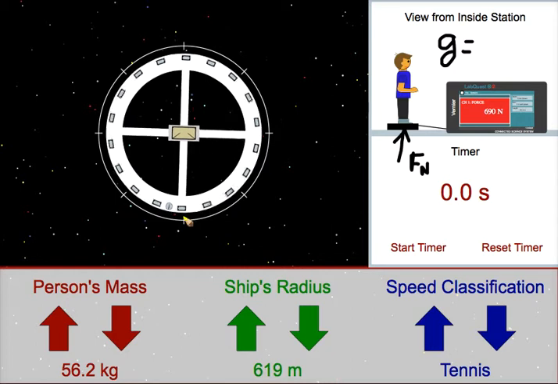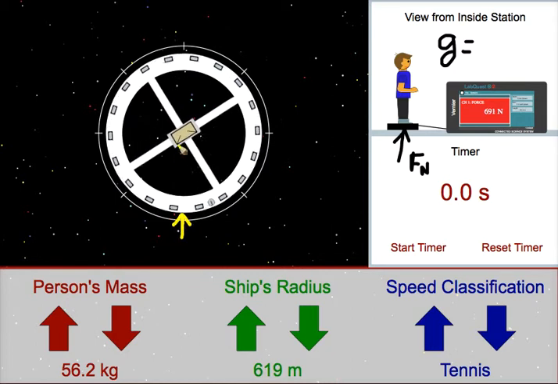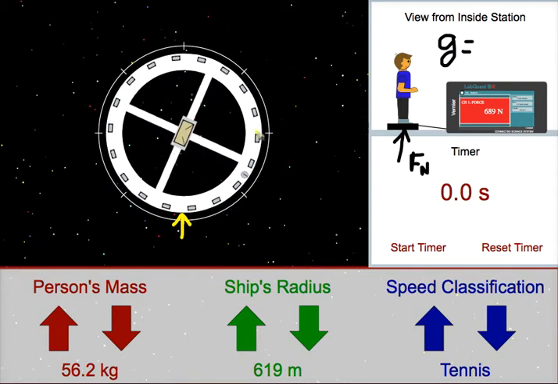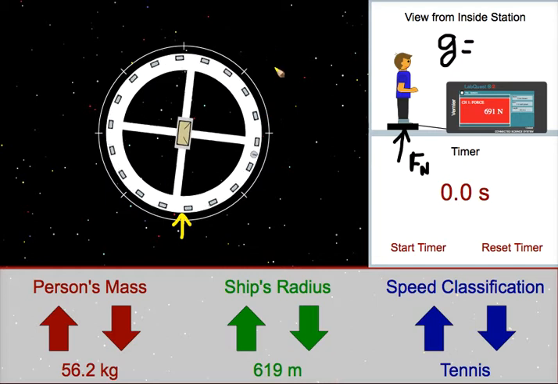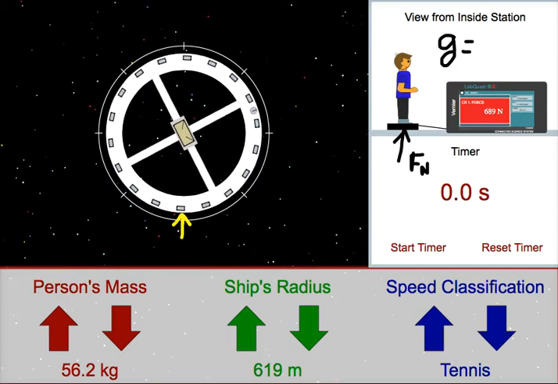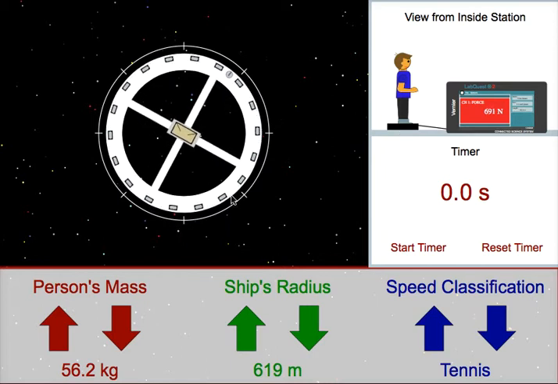So when the person is at the lowest point on the space station, the floor of the space station needs to push them toward the center of the circle. This will counteract their natural tendency to continue moving in a straight line. So we can adjust different properties of this space station and see how the normal force changes as a result.